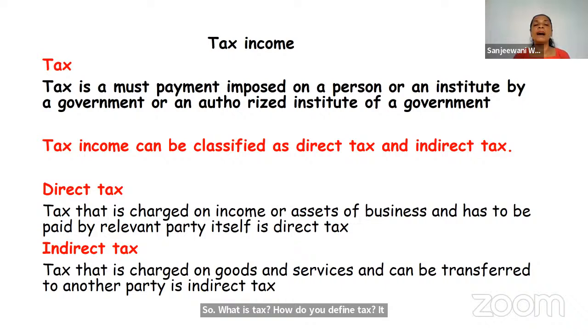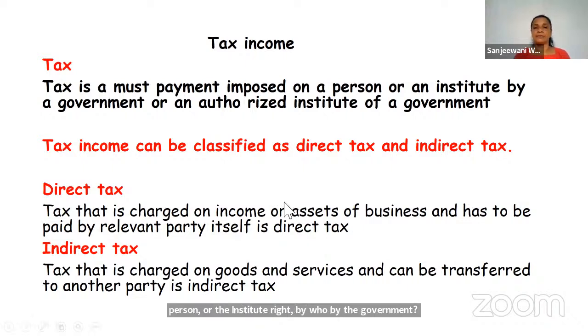It is a must payment imposed on a person or an institute by the government. Okay, so that is easy, children, right? So everything you can't learn by heart now, because you have to study 18 units, right? So you should have your techniques to memorize these things. So now tax, you need to know that's a must payment, right? Imposed on whom? Person or the institute, right? By whom? By the government. Okay, so that's tax income.